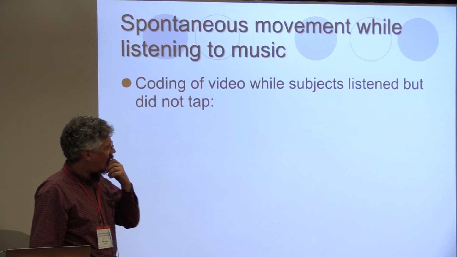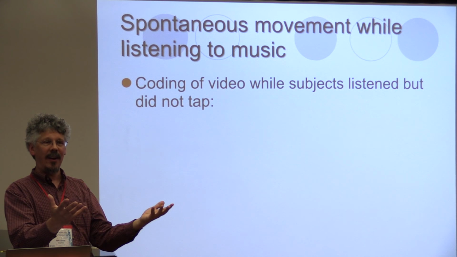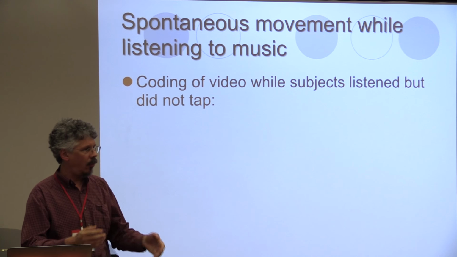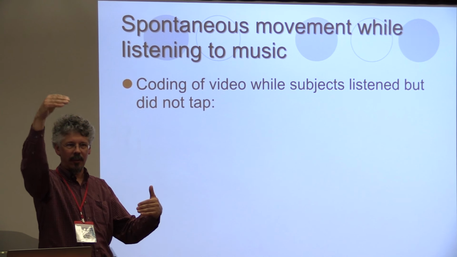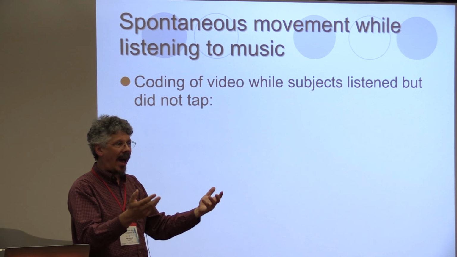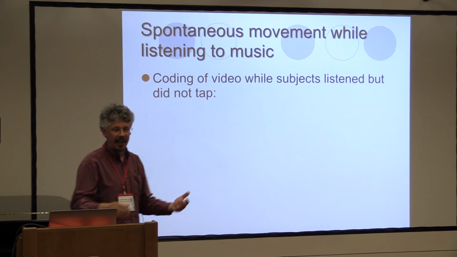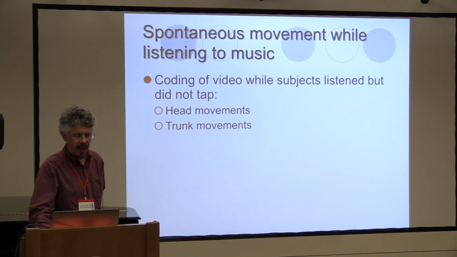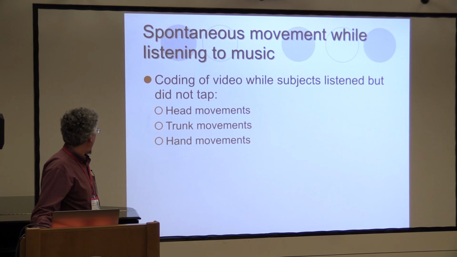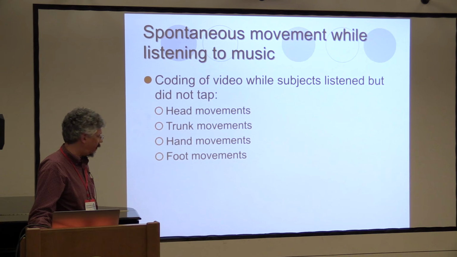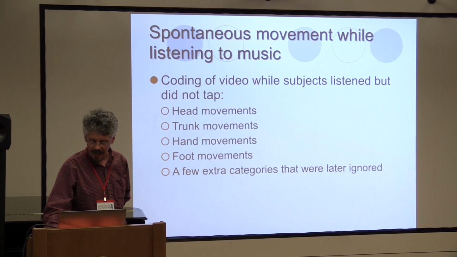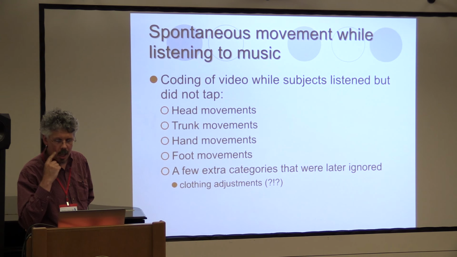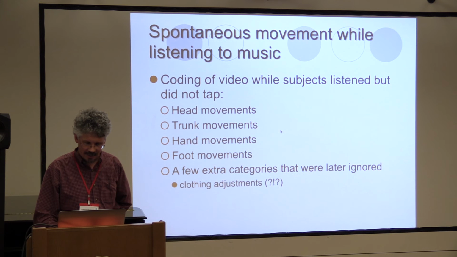Okay, so I mentioned that we're also having subjects just sit there as we play the music, and so this allows us to ask to what extent does the music from the different categories help drive some sort of spontaneous movement. So we coded head movements, trunk movements, hand movements, foot movements, and then a few extra categories that we later ignored, including one called clothing adjustments. You're probably wondering what this is, right? So I better show you.